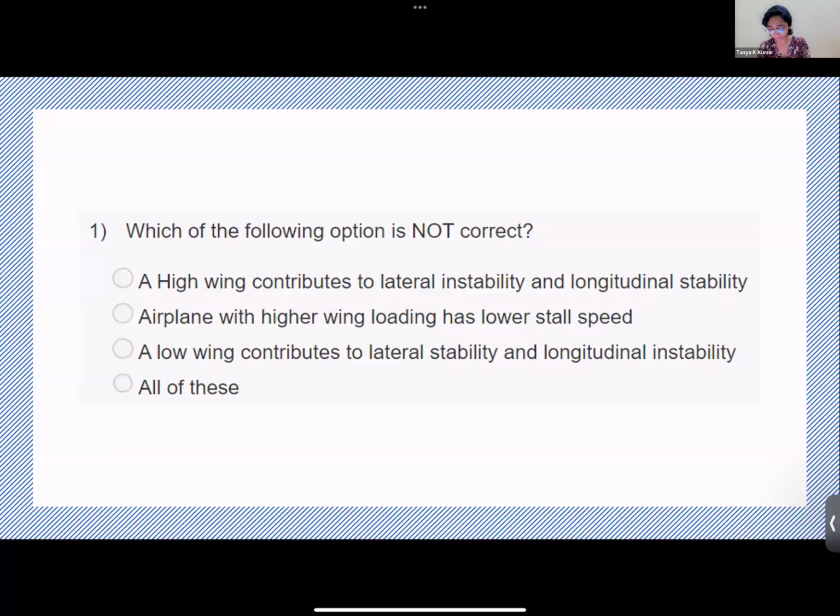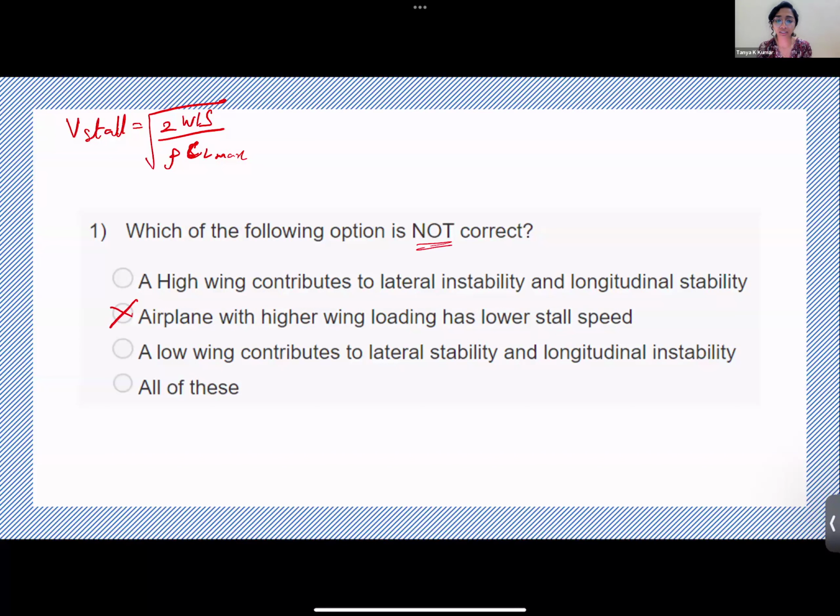Airplane with higher wing loading has lower stall speed. Is that true? So what was the equation for stall speed? V stall is under root 2W by S by rho CL max. So if you have a higher wing loading, it has a higher stall speed, right? It's directly proportional, under root, but directly proportional. So this statement is untrue. They've asked you for not correct, so fine.